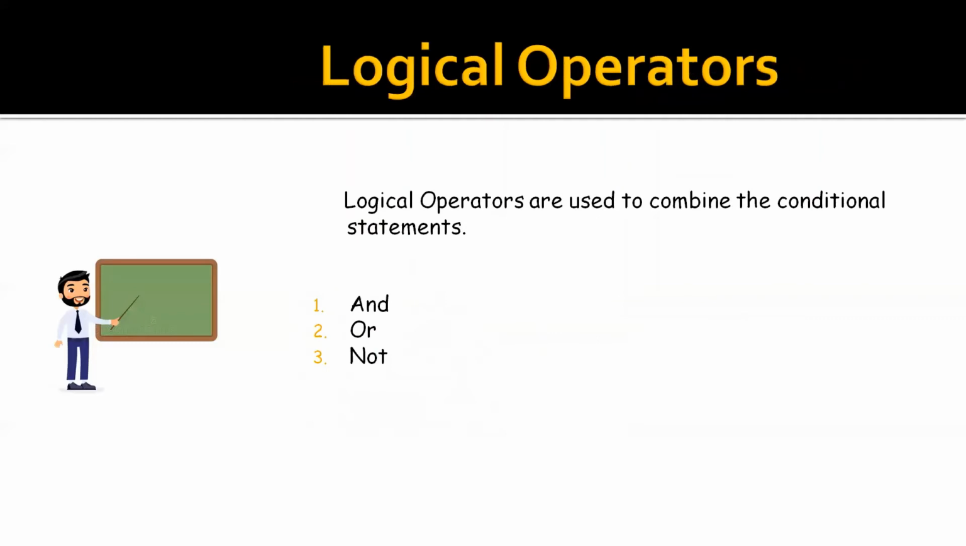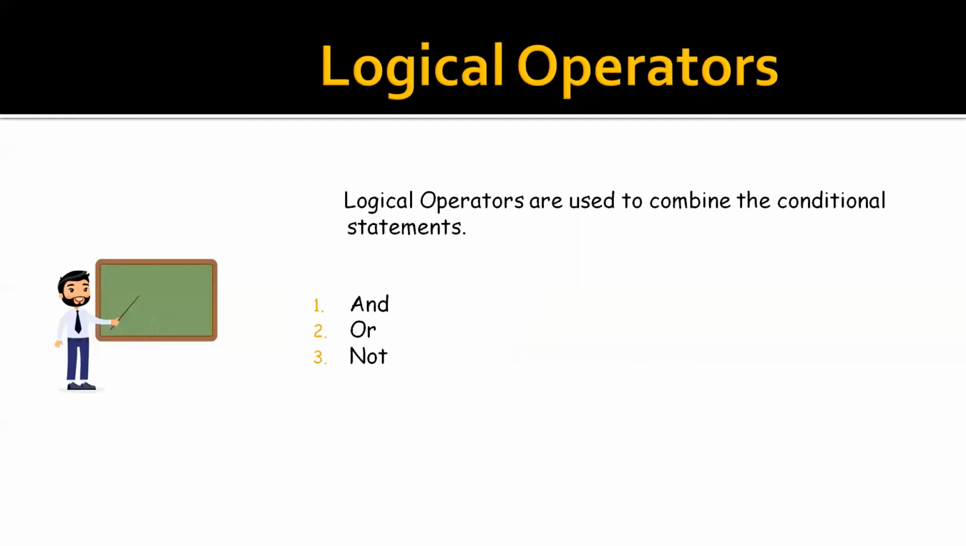Then we have the logical operators. So what are the logical operators? Logical operators are used to combine conditional statements, like and, or, and not. Suppose we have two conditional statements: in the first condition we have 4 is greater than 3, and in the second condition we have 1 is less than 0.